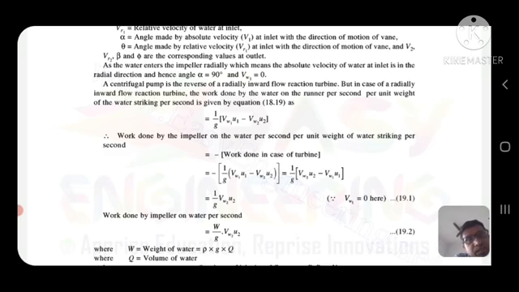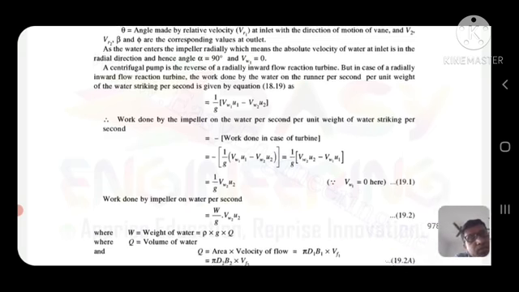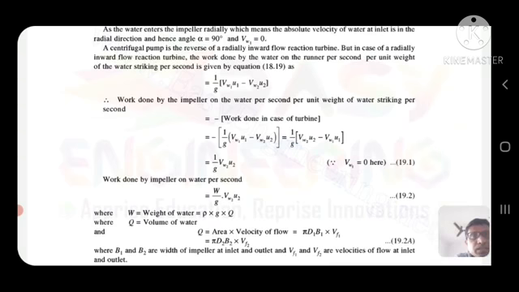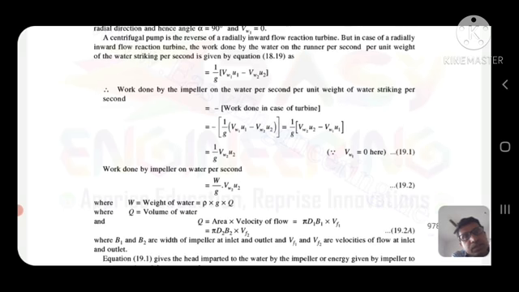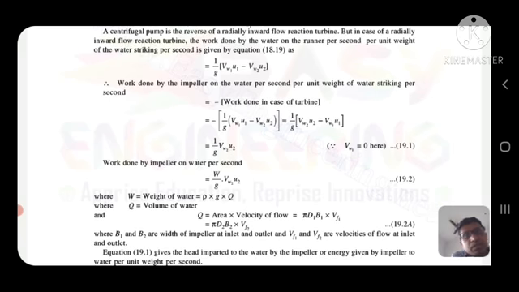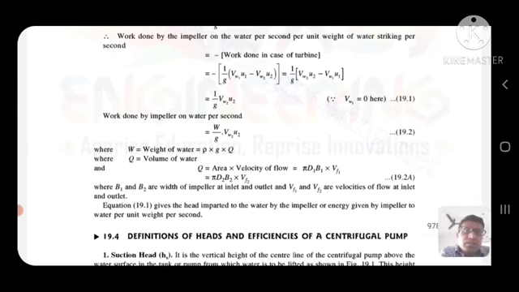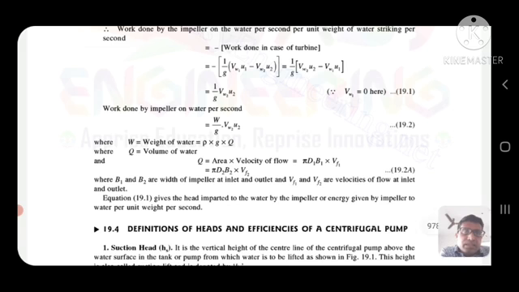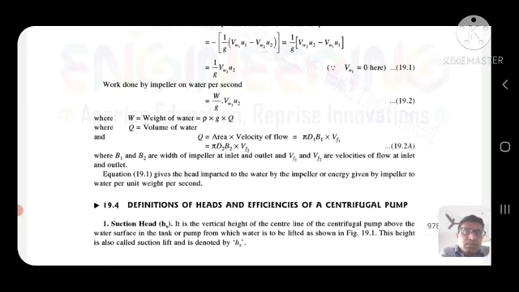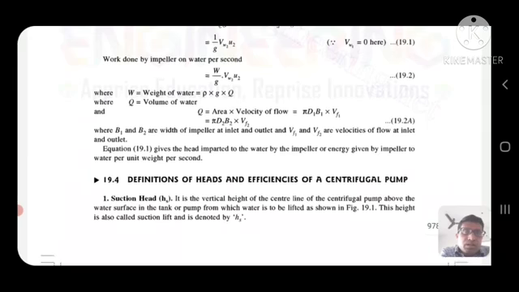A centrifugal pump is the reverse of the radially inward flow reaction turbine. In the case of the radially inward flow reaction turbine, the work done by the water on the runner per second per unit weight of the water striking per second is given by 1 by g (Vw1 U1 minus Vw2 U2). Work done by the impeller on the water per second per unit weight striking is minus the work done in case of turbine. So minus 1 by g (Vw1 U1 minus Vw2 U2), so 1 by g (Vw2 U2 minus Vw1 U1). So that is equal to 1 by g Vw2 U2.